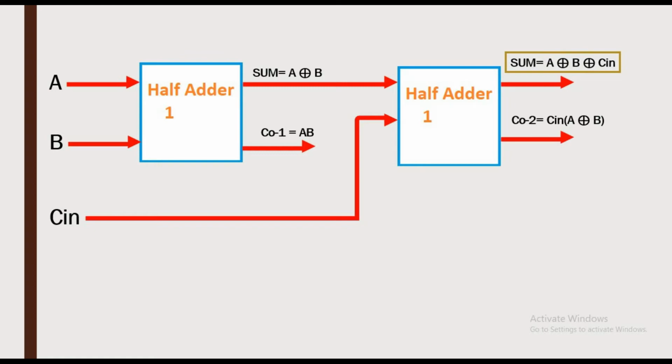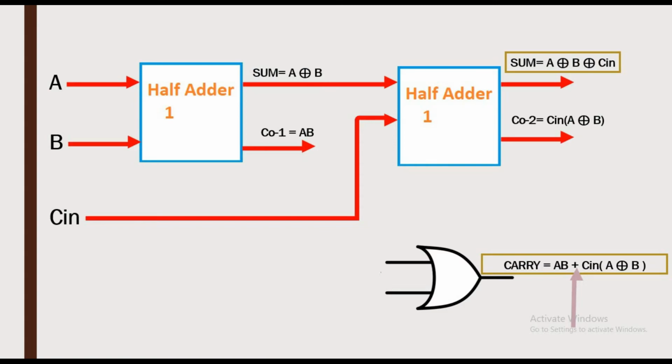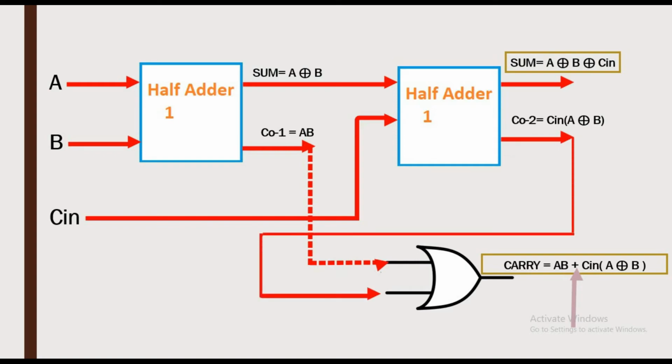So the carry out equation of the second half adder will be C in into A XOR B. Now as we know, the carry equation of full adder is AB plus C in into A XOR B, and here we have both values, AB and C in into A XOR B, but we need to add these two signals, so we need an OR gate here. So we need an additional OR gate, and we connect those two signals as inputs to the OR gate, and we now get the carry equation of the full adder circuit. So this is the complete understanding of the full adder circuit using the half adder circuit.